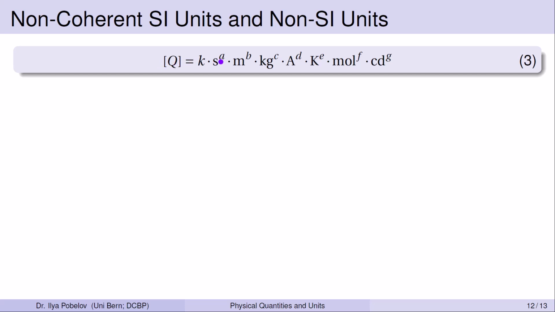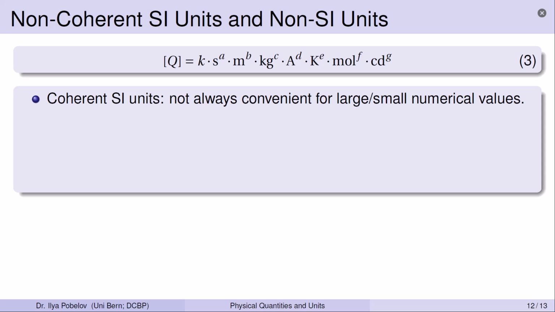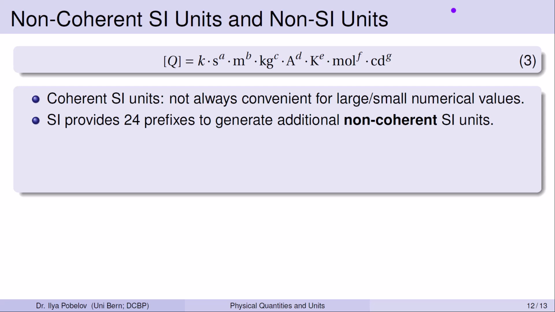Once again, here is the general formula for any unit of a derived physical quantity with K equal to 1 representing a coherent SI unit. Coherent SI units are strictly defined and can be used universally. However, they are not always convenient for expressing the results of measurements or calculations when the numerical value is significantly large or small. For convenience, SI provides 24 prefixes that can be used to generate additional non-coherent SI units.